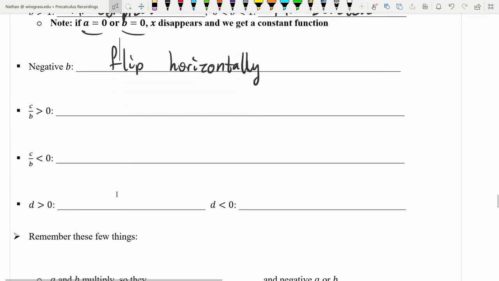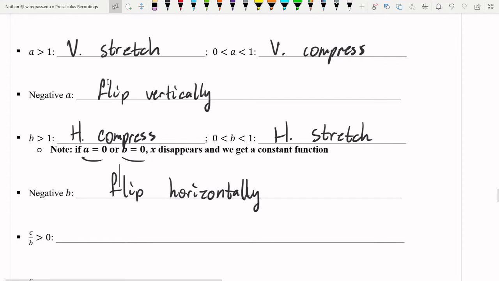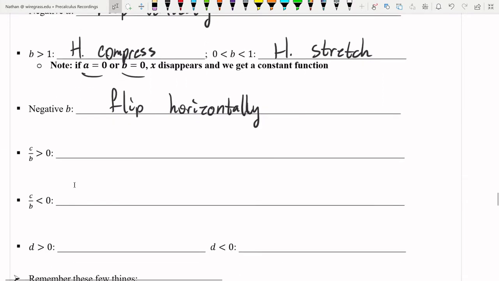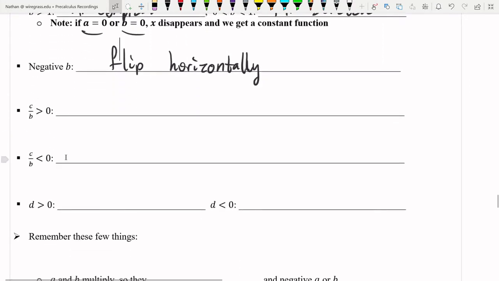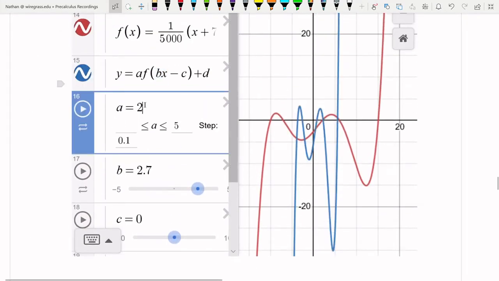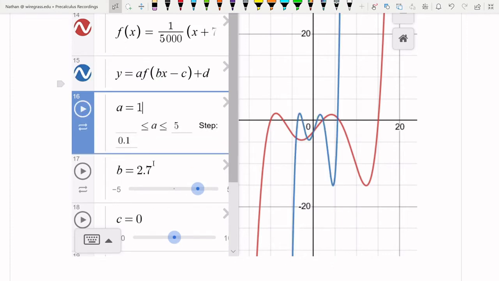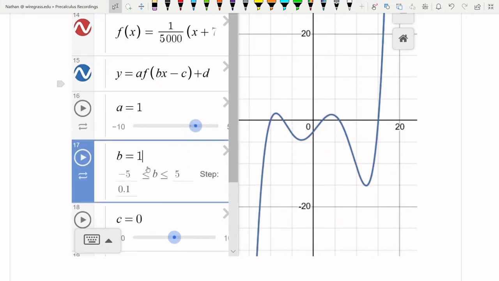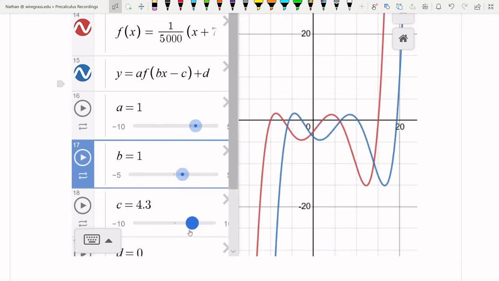Okay, now A and B were the multipliers, so those stretched and compressed the function. C and D work a little bit differently, and C especially so. It works even more differently than D because there's this interaction between C and B that you always have to keep in mind. Let's go back to the standard baseline of 1 for A and 1 for B. And now we're going to change C. So I'm going to increase C.